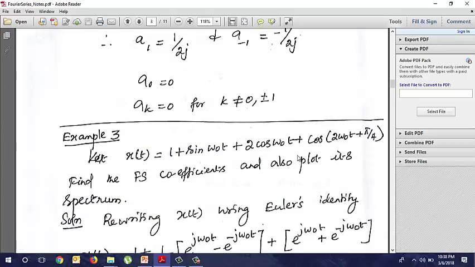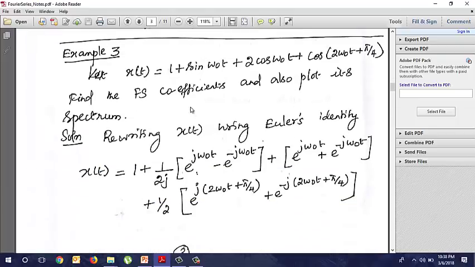Now let us come to the next problem. x of t is equal to 1 plus sin omega naught t plus 2 cos omega naught t plus cos of 2 omega naught t plus pi by 4. Find out the Fourier series coefficients. You have to write this as complex exponentials and identify which coefficients are present and which are not. If it is given in the exponential form, convert it into a sinusoidal signal. If it is in the sinusoidal form, convert it into the exponential form. Use Euler's identity.